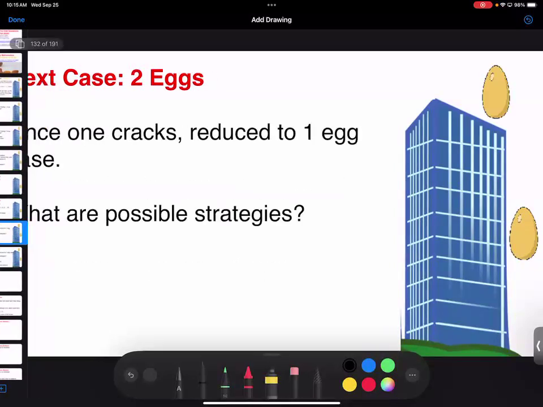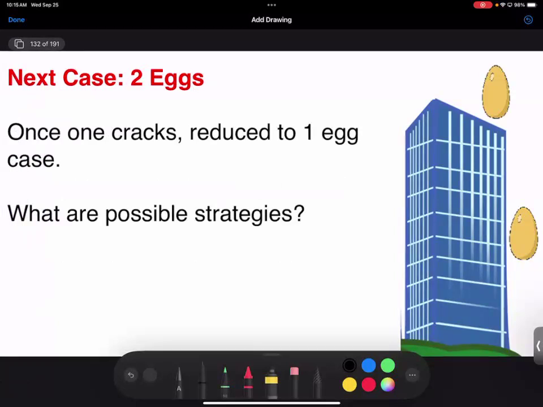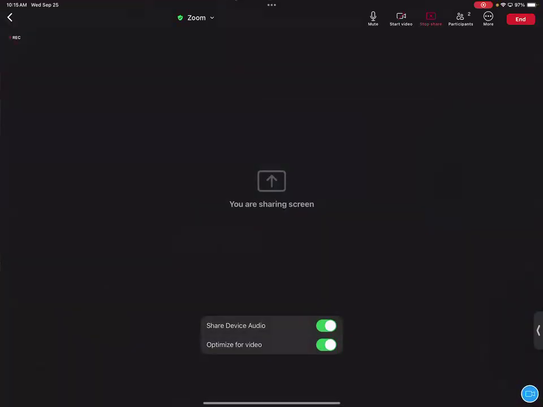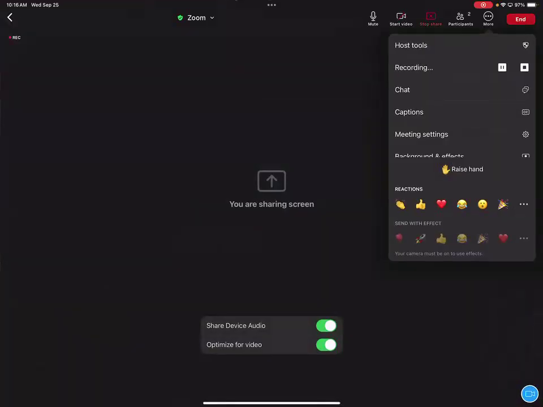Okay, so now let's say we have 2 eggs. Once one egg cracks, we know we reduce to the 1 egg case. So the question is, what are the possible strategies when you have 2 eggs? And so what I'll do now is pause for a moment to just give everybody a chance to think for a little bit.